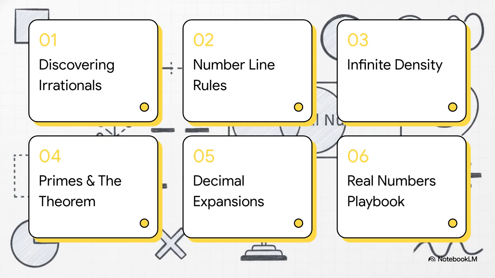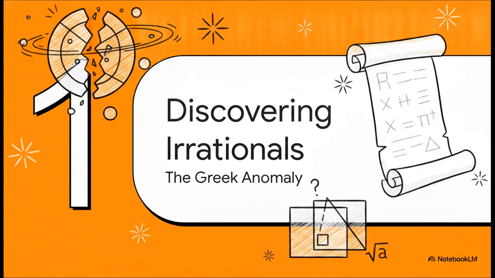So here's our master roadmap for today. We'll start with the mind-blowing discovery of irrationals, lay out the rules of the number line, talk about infinite density, dig into the prime DNA of math, decode some decimal expansions, and wrap it all up with the ultimate exam playbook. All right, let's kick things off with Section 1, the discovery of irrationals, or as I like to call it, the Greek anomaly.